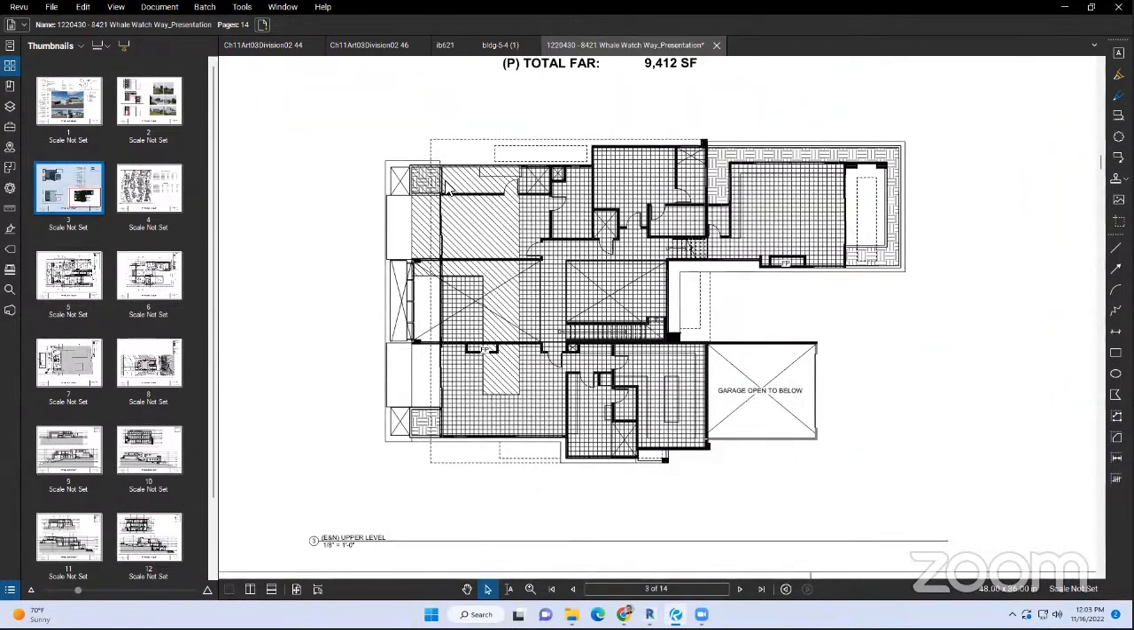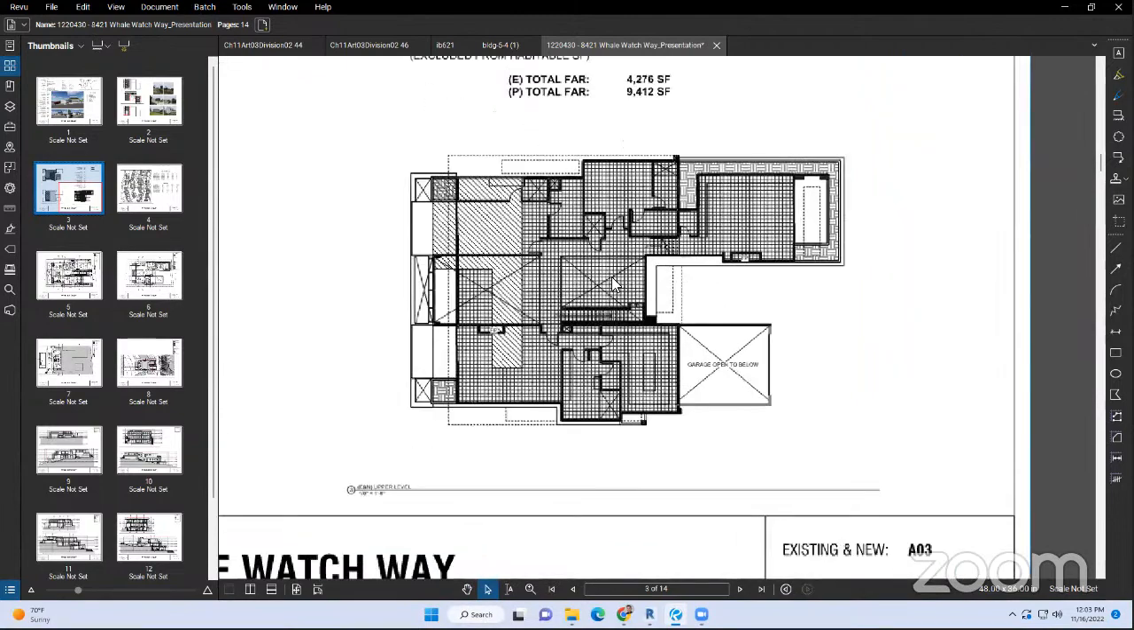Here's the 3rd level. This diagonal hatch is the existing 3rd level, and well, it's 3rd level technically, but 2 levels above the basement. So from the entry grade on the alley, this is the 2nd level, and this is where the significant amount of work is being completed. You can see where we're filling in this area, a family room, and then a master suite, and some double high spaces through the middle of the house.